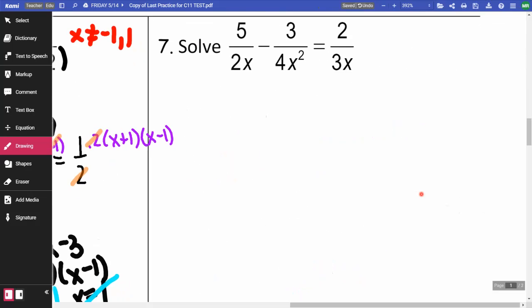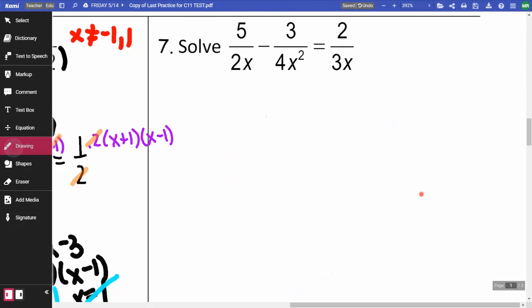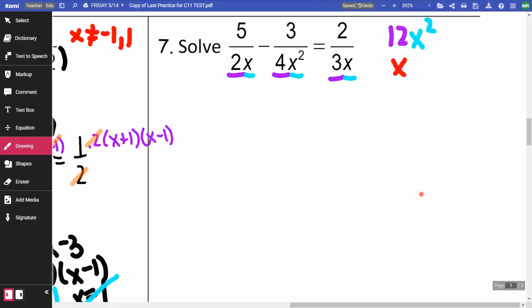On number 7, on this one where I have numbers, basically monomials, I am going to need to multiply by something that's going to get rid of a 2, a 4, and a 3. And that's going to be a 12. And something that's going to get rid of an x squared, and an x. Well, that's going to be an x squared. So 12x squared is what I'm going to multiply by. And in terms of restrictions here, all of my restrictions are going to be x cannot be 0.